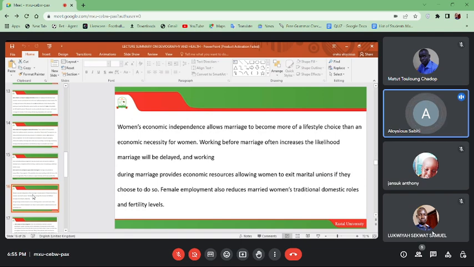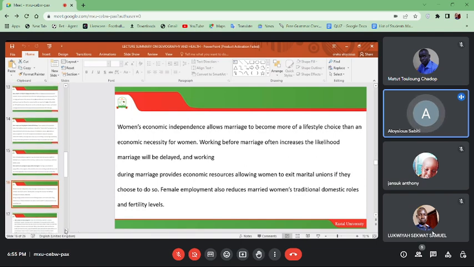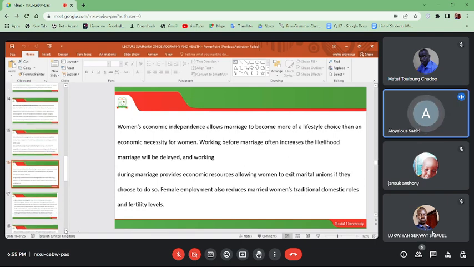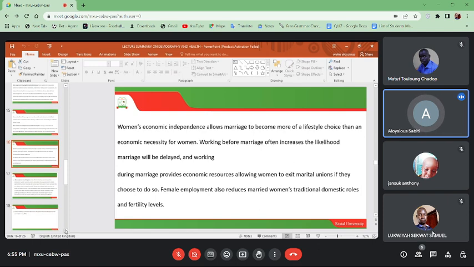So, female employment also reduces married women's traditional domestic roles and fertility levels. The woman will tell you definitely that if I conceive today, it may affect my work. But also, because the woman is working, she may not be able to do the traditional roles like digging or cleaning up the house or cooking for you.